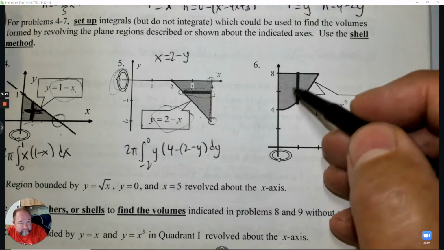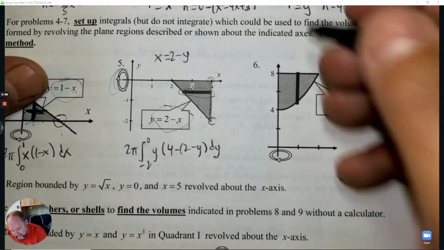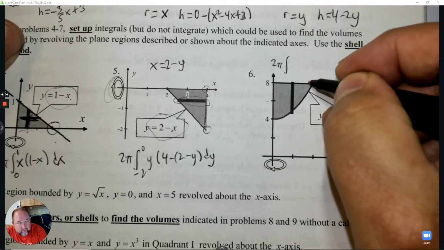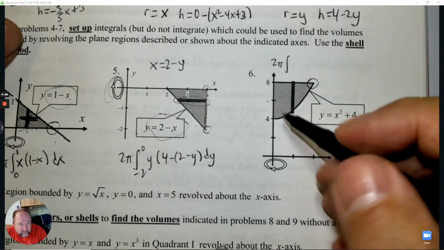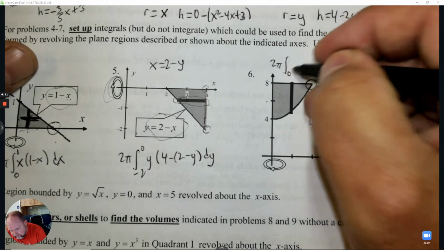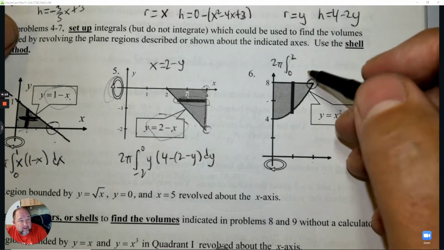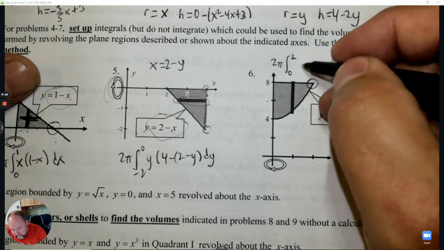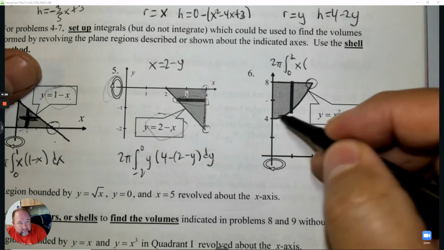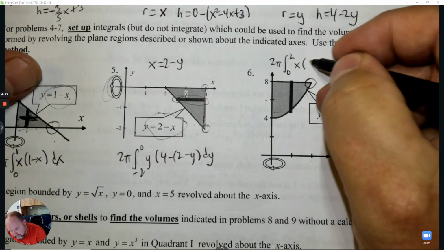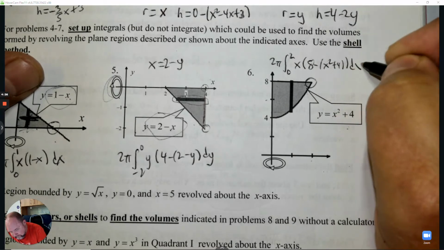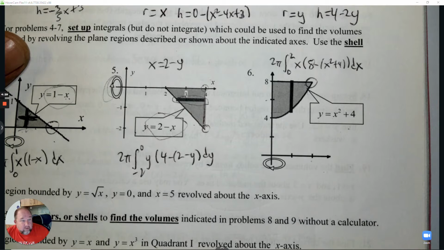Number 6. These are x's. I'll do that above here. It's 2 pi. Goes 0 to, I need to know that value. So it looks like it's 2. It is. The radius, just the x coordinate, and then top subtract bottom. So that's 8 subtract this. And there you go.